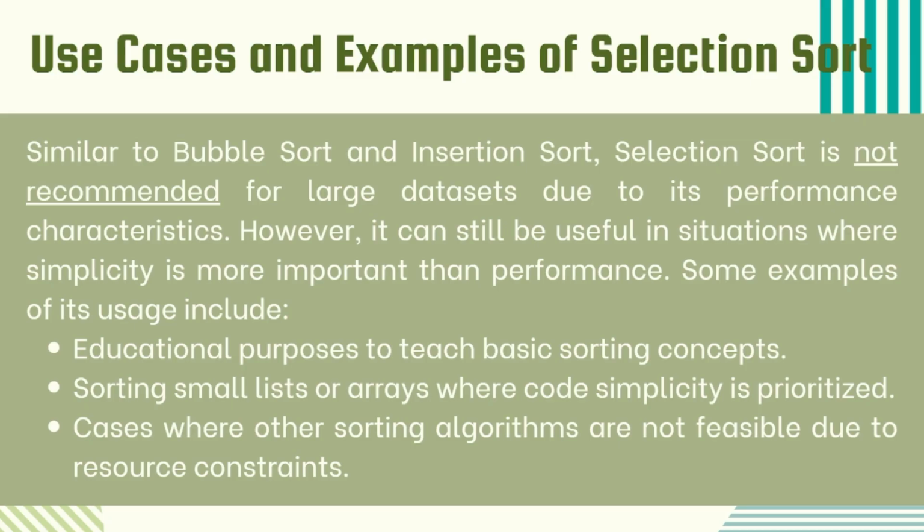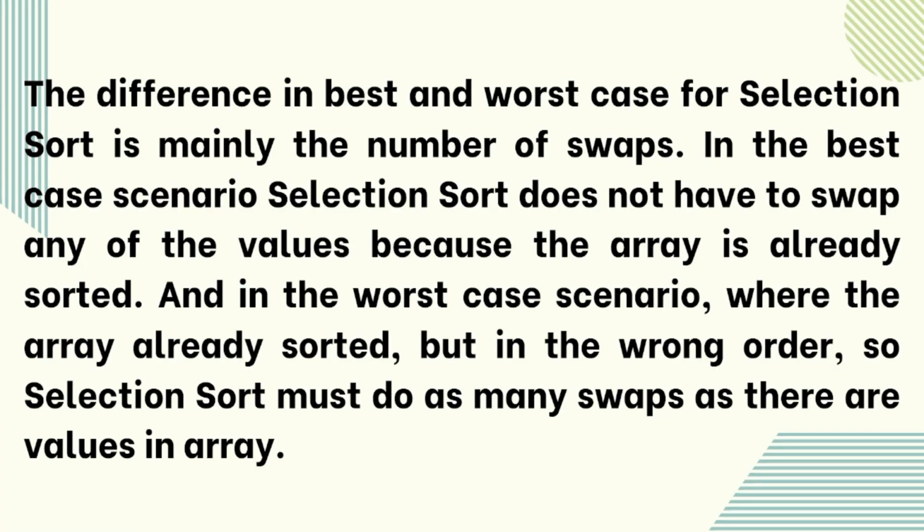So, similar to bubble sort and insertion sort, selection sort is not recommended for large datasets due to its performance characteristics. However, it can still be used in situations where simplicity is more important than performance. The difference between best and worst case for selection sort is mainly the number of swaps. In the best case scenario, selection sort does not have to swap any of the values because the array is already sorted.